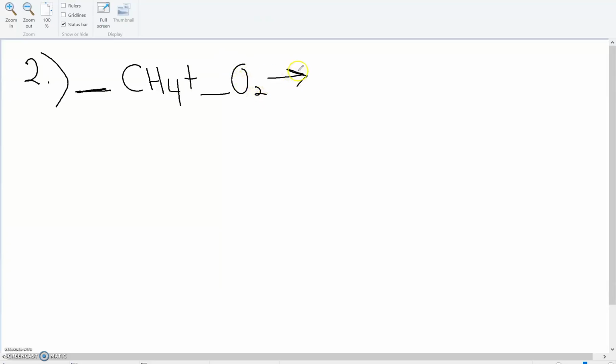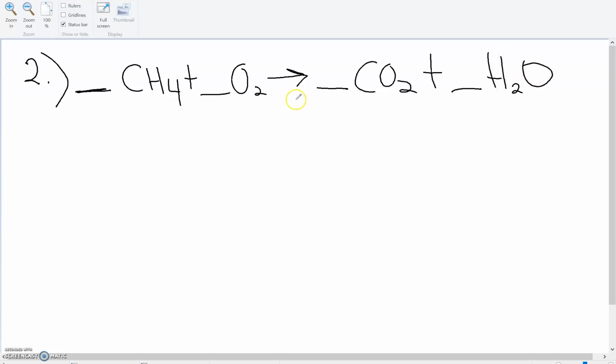All right, so for the next one, for number 2, let's write down our problem. So we have CH4 plus O2 yields CO2 plus H2O. Okay, I'm going to go a little bit quicker this time.